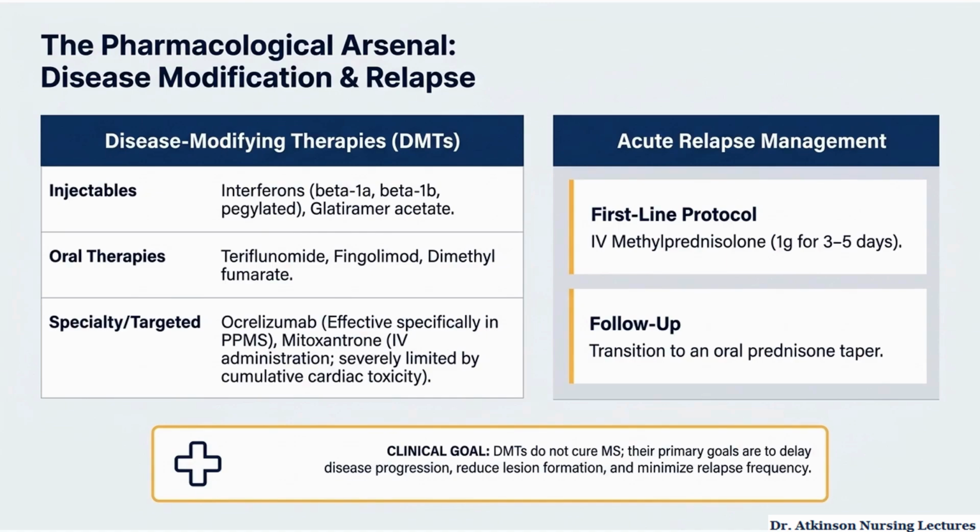During acute relapses, the standard first-line treatment is high-dose IV methylprednisolone for several days, often followed by an oral prednisone taper. One important reminder: these medications do not cure MS. Their goal is to reduce lesion formation, slow disability progression, and decrease relapse frequency.